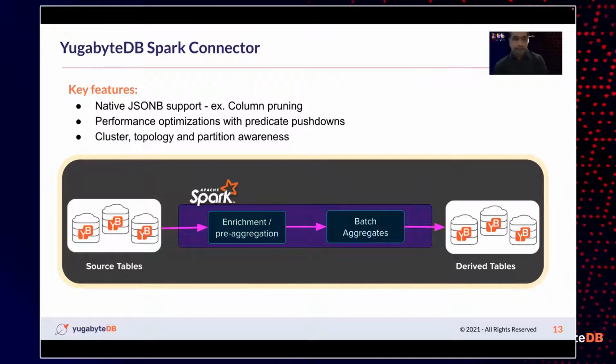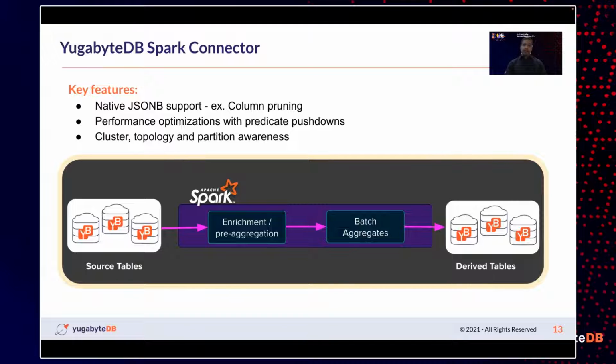So the YugabyteDB Spark connector is the one which we use to connect to Yugabyte from the Spark application. Like we discussed earlier, we support JSONB natively, meaning that we can do column pruning, like how you do in Postgres and some other databases, on the JSON columns. This is very useful in cases where you have a lot of JSON elements and you are only looking for a few elements in a select statement. So instead of bringing the whole JSON object, we are actually working on a few columns and providing those columns to the select output.